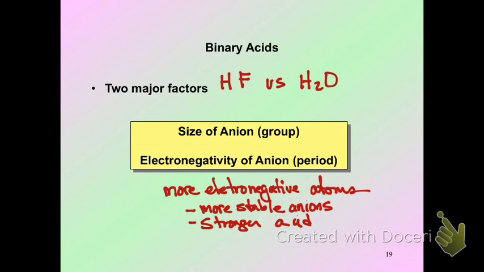Okay? So left to right trend, the strongest acids on a period are to the right. Vertically, the strongest acids are at the bottom in a group, okay? For binary acids.